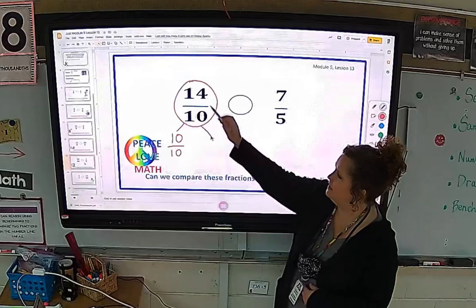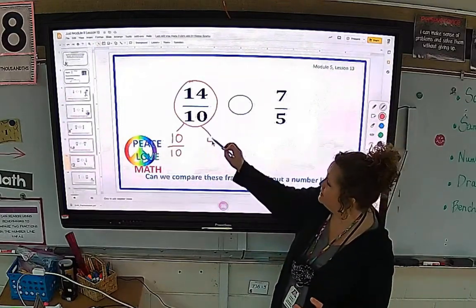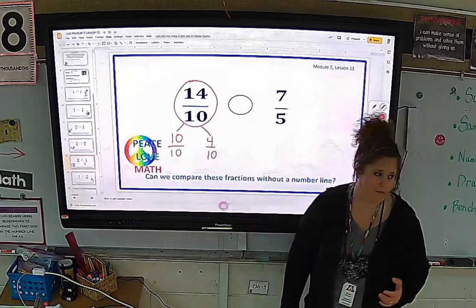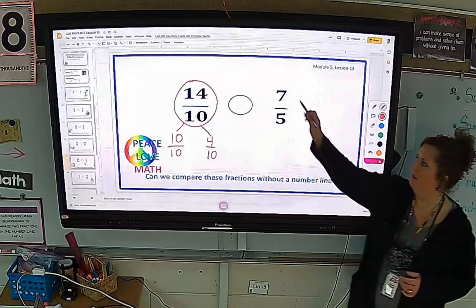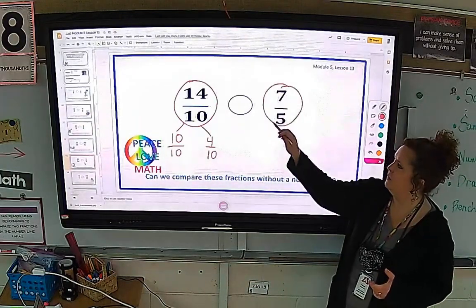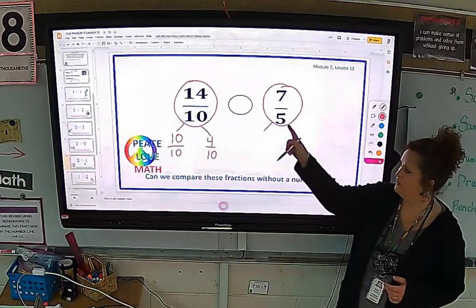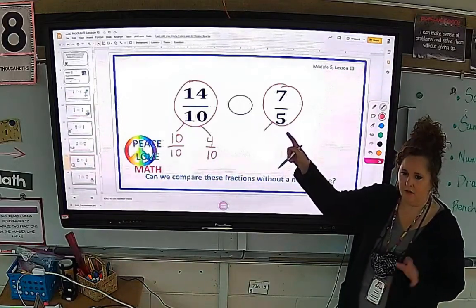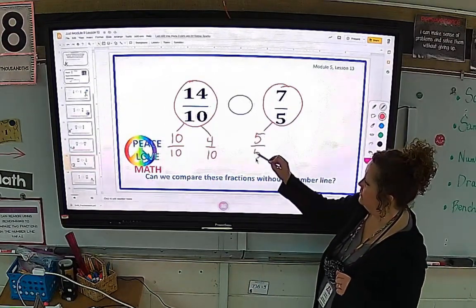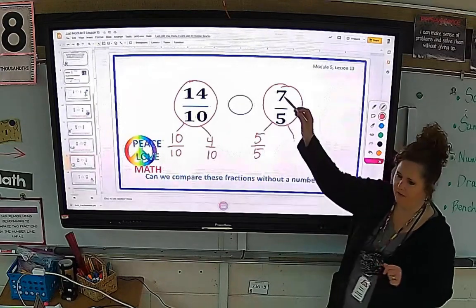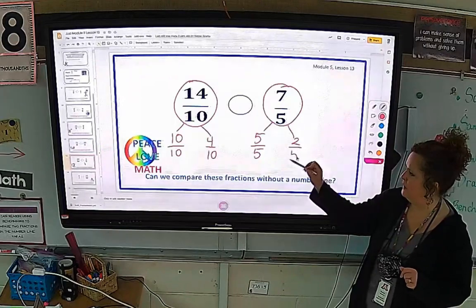If I take 10 away from 14, everybody, what do I have left? 4. So 4 tenths. Okay. All right, let's go ahead and do this one, and then we can start reasoning. What am I going to pull out here? Jayla, what am I going to pull out to make one whole? These are fifths. 5 fifths. That's going to be one whole. And then if I take 5 of those away, Bailey, how many will be left? 2 fifths.